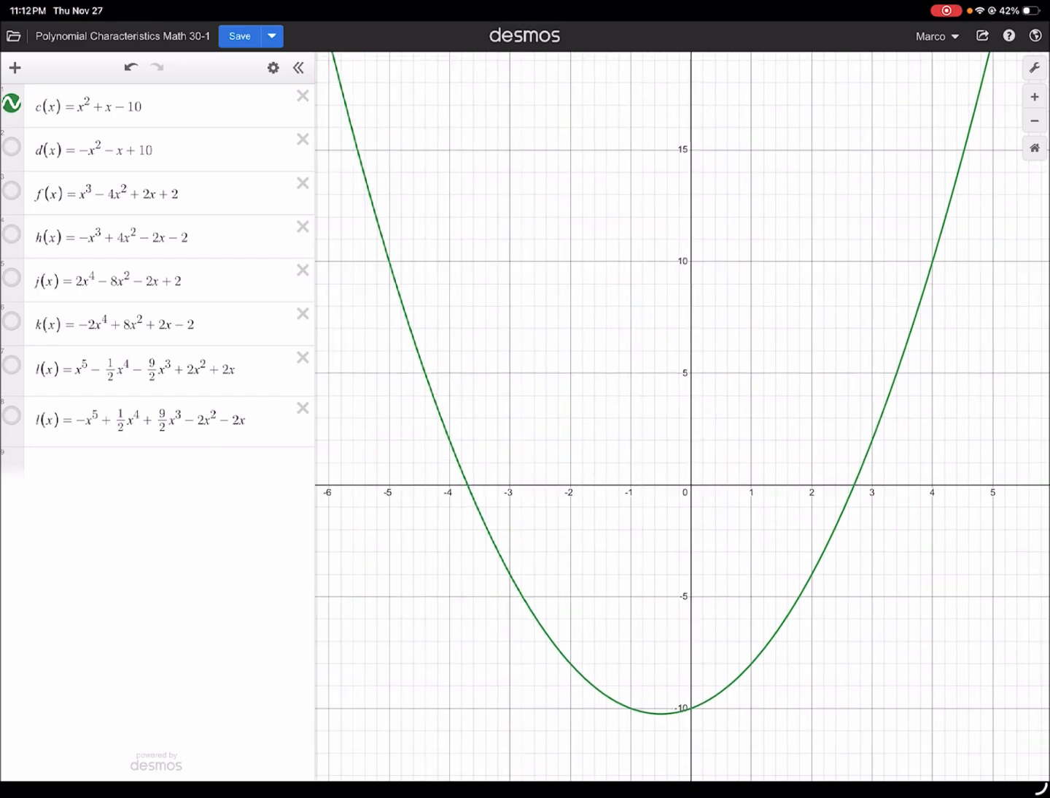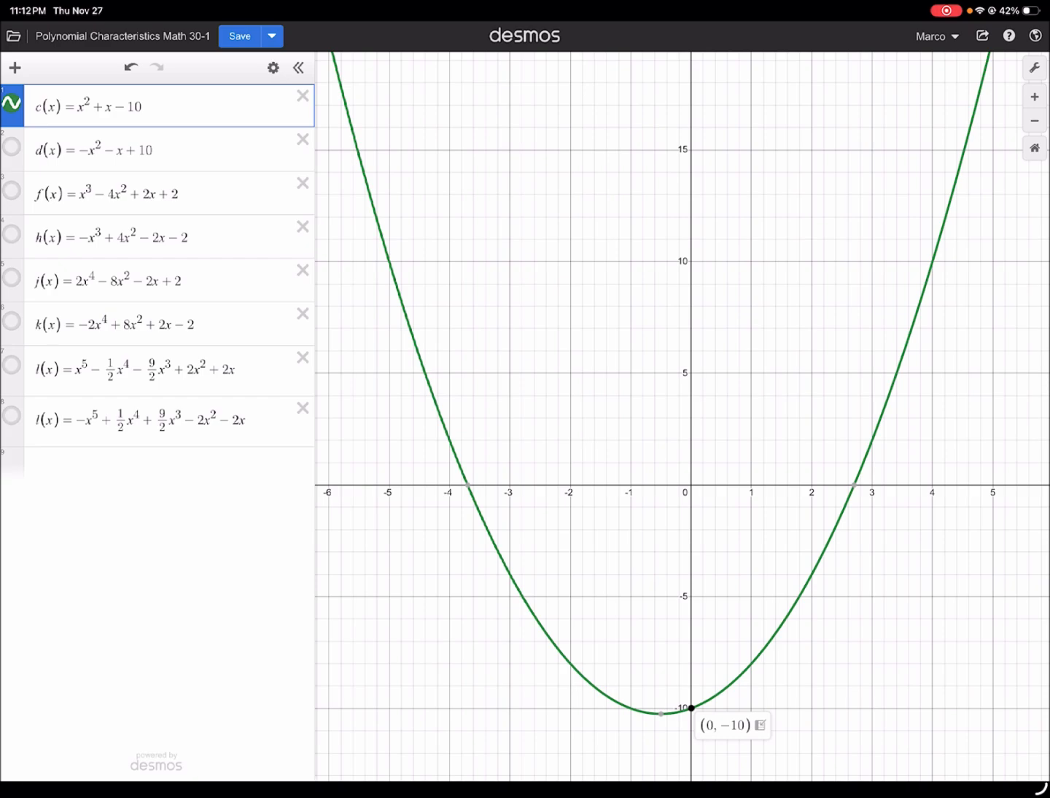This parabola has a y-intercept. If you take a look, that y-intercept is at -10. Now I want you to look at the equation on the left. How does that relate to the equation? Well, you're going to see that constant value at the end of the equation, -10, is actually the same thing. So the y-intercept in any polynomial will always be whatever that constant value is. In this case, it'd be -10.